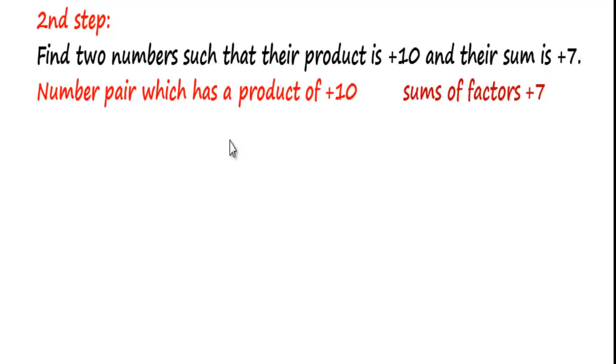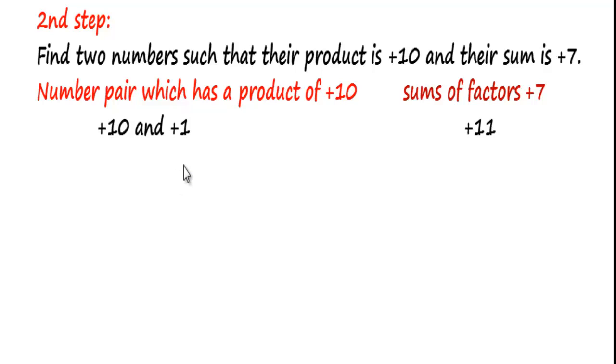Number here which has a product of 10. That's what they're saying. They are looking for two numbers that have a product of 10 and two numbers that have the sum of plus 7. Are you following now? That's how to get the factor. Don't forget that we have to factorize this equation.